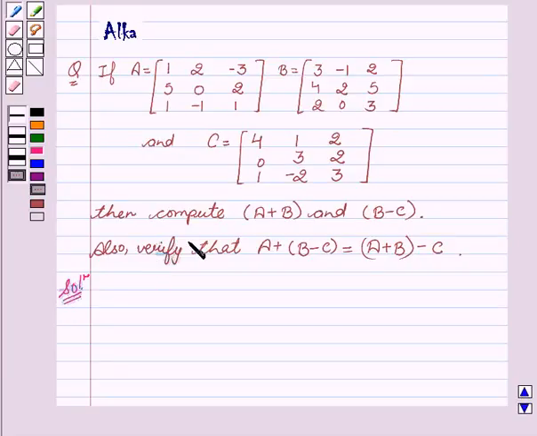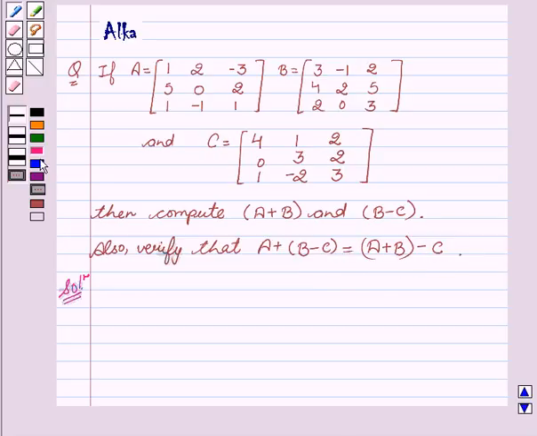I am Alka. We are going to discuss matrices. Our given question is, if A equal to matrix 1, 2, minus 3, 5, 0, 2, 1, minus 1, 1, B equal to matrix 3, minus 1, 2, 4, 2, 5, 2, 0, 3, and C equal to matrix 4, 1, 2, 0, 3, 2, 1, minus 2, 3, then compute A plus B and B minus C. Also verify that A plus (B minus C) equal to (A plus B) minus C.